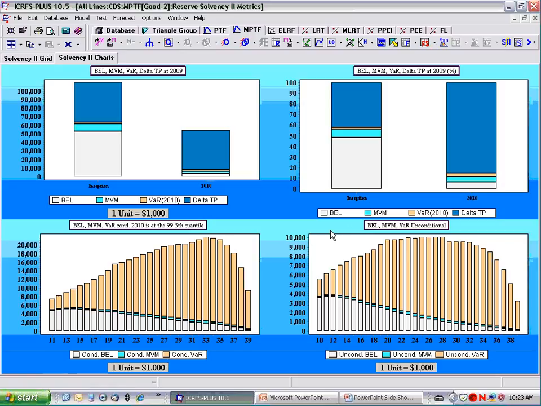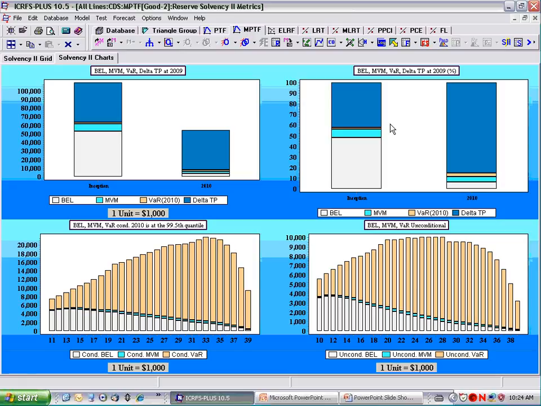It's justified. Well, you can see the scale. If you look at the conditional, it goes up to 20,000, whereas the unconditional has only 10,000 there. So that's the conditional mean, conditional MVM, and conditional VAR. It's like the total amount of money you need each calendar year, and you can see the conditional numbers go up to 20,000, whereas the unconditional only go up to 10,000. So the delta TPs are extremely large numbers.